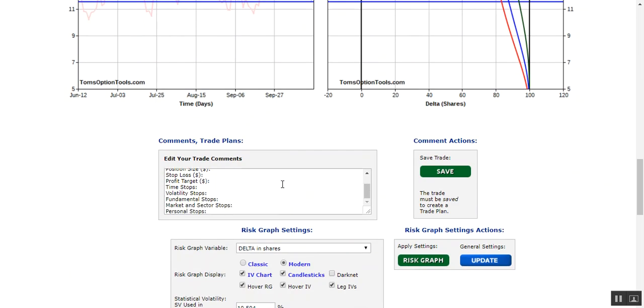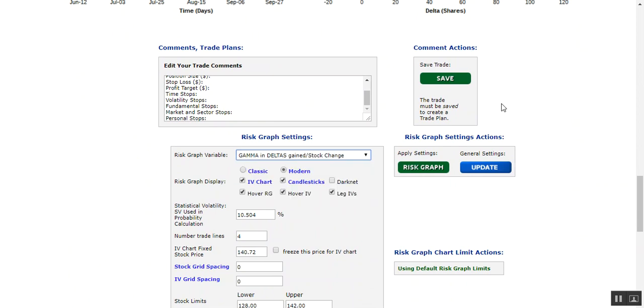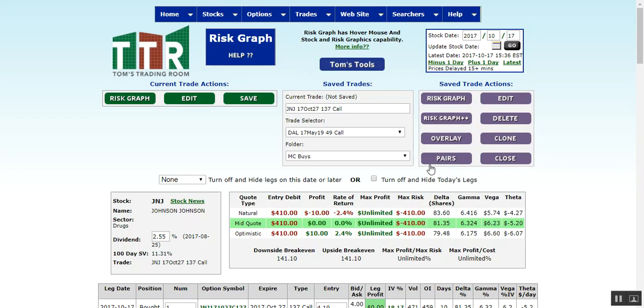Let's scroll on down and bring up gamma in deltas and click on the risk graph again. Gamma, don't get too hard and heavy into understanding gamma entirely. It's basically the rate of change in the delta with that $1 price move. So if you have a delta of 75 and a gamma of 6 on a $1 price move higher, if it's a call, your delta is going to go from 75 plus the 6 gamma to 81.